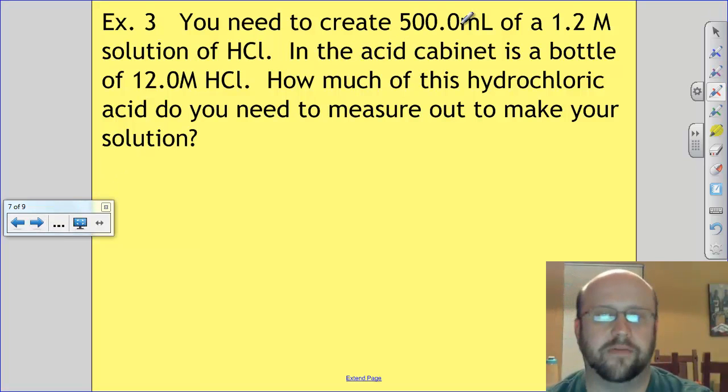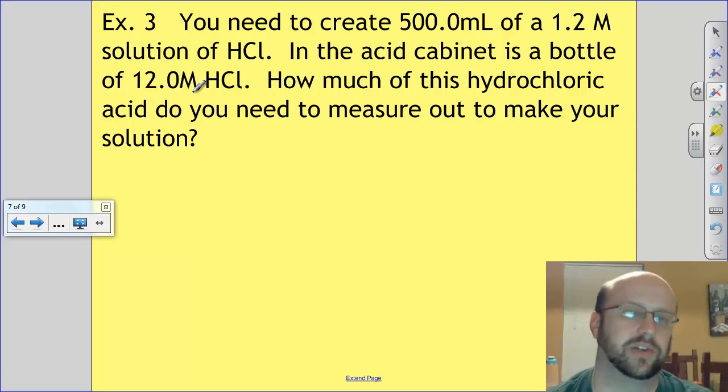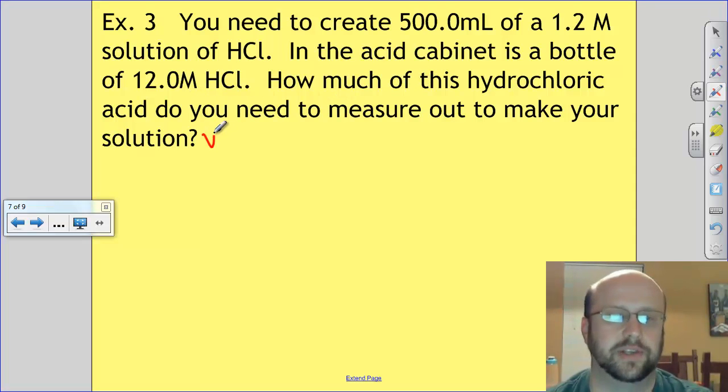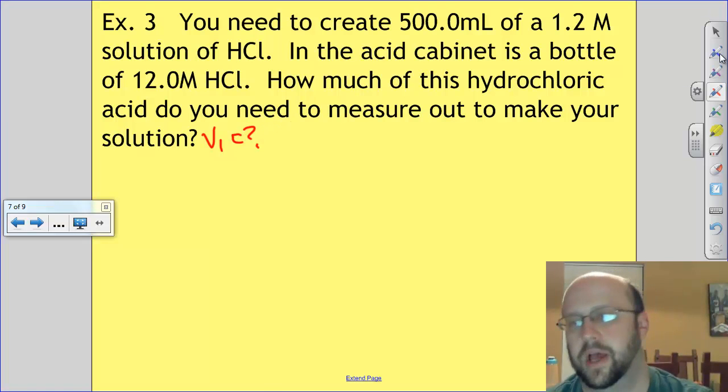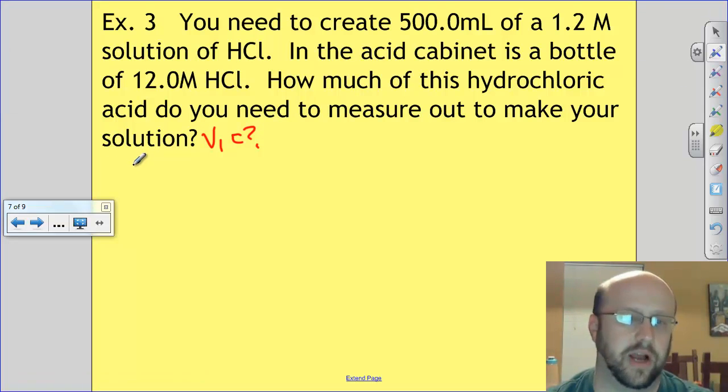I want to create 500 milliliters of a 1.2 molar solution of hydrochloric acid. The acid in the acid cabinet is a bottle of 12 molar hydrochloric acid. How much of this hydrochloric acid do you need to measure out to make your solution? In other words, what is V1? Okay, that's my unknown. Now, this basically works out just like all of our gas law problems did. You just write out what everything is.